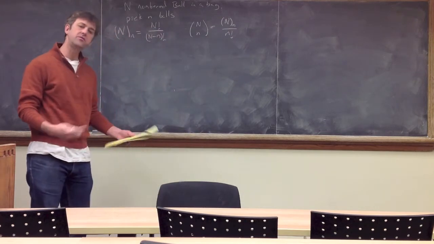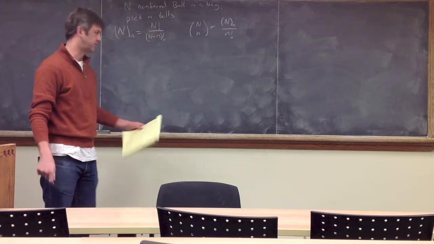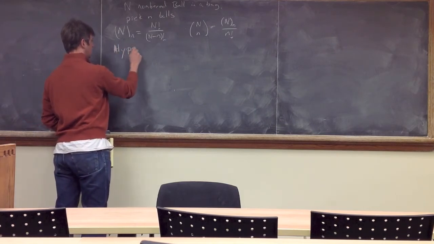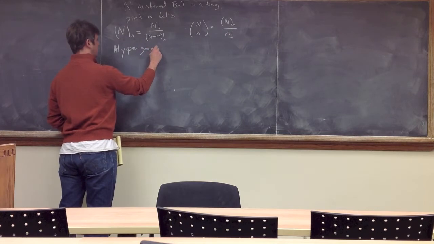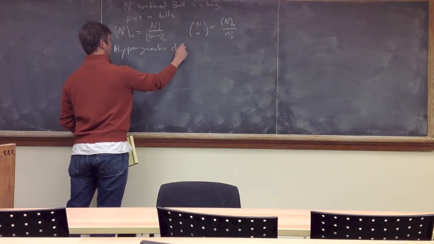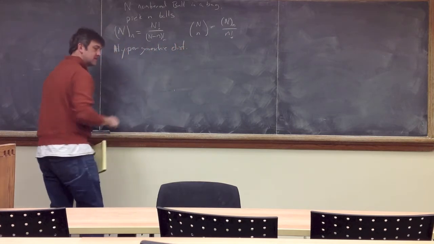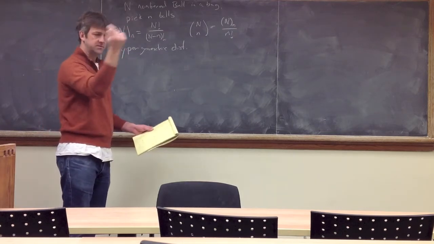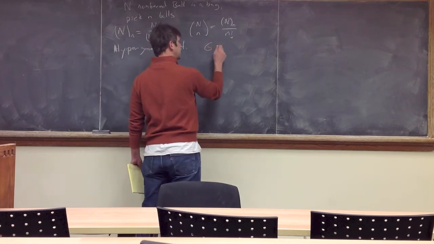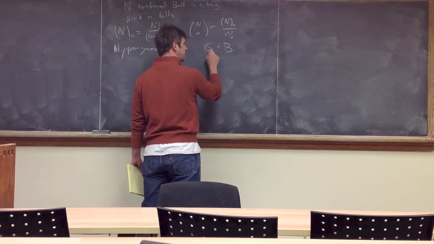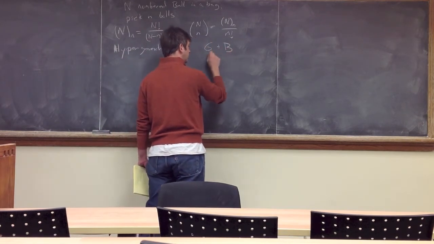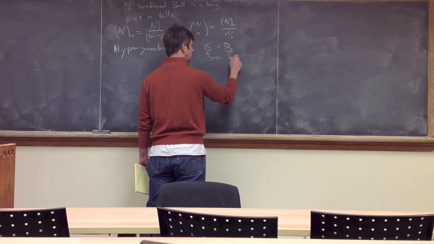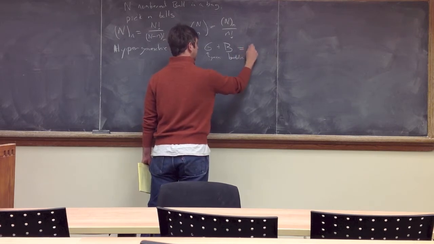All right, now what we want to do is think about something that's a little bit like the binomial distribution. It's called the hypergeometric distribution. The binomial was choosing with replacement from a bag. So let's say we have big G green balls and big B blue balls. So these are green and these are blue, and we sum to capital N.